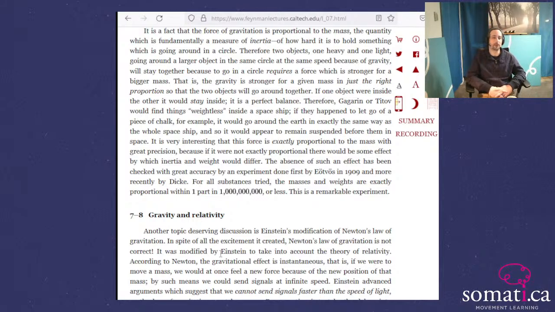Masses and weights are exactly proportional within 1 part in a billion or less by experiment, done first by Eötvös in 1909, and more recently by Dicke. That's cool. Confirming that.